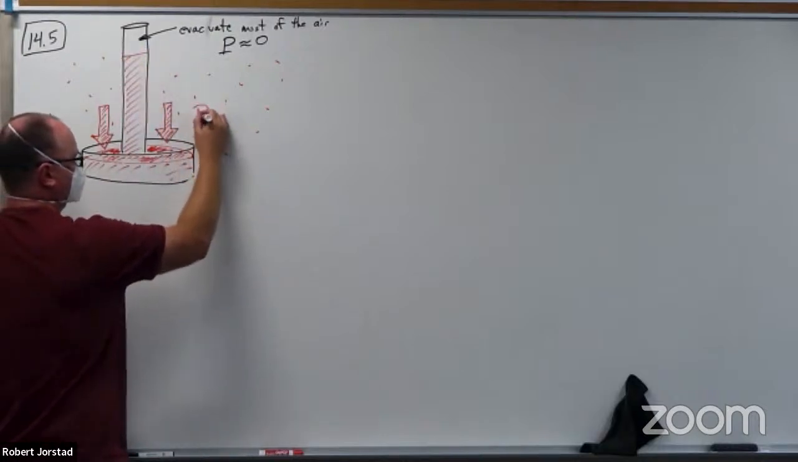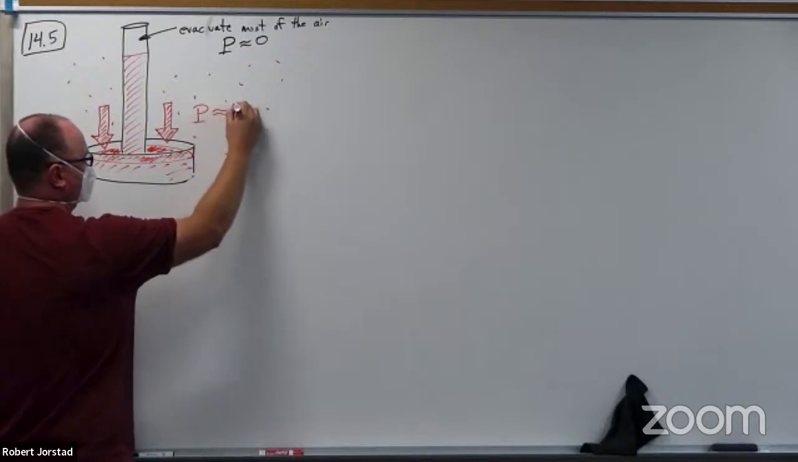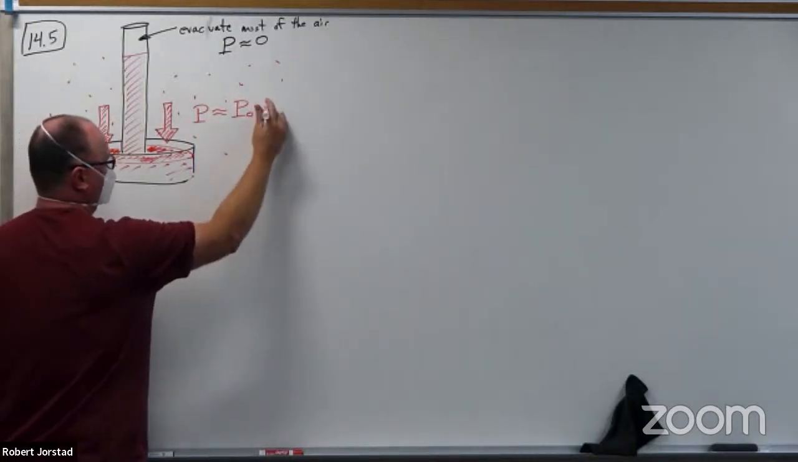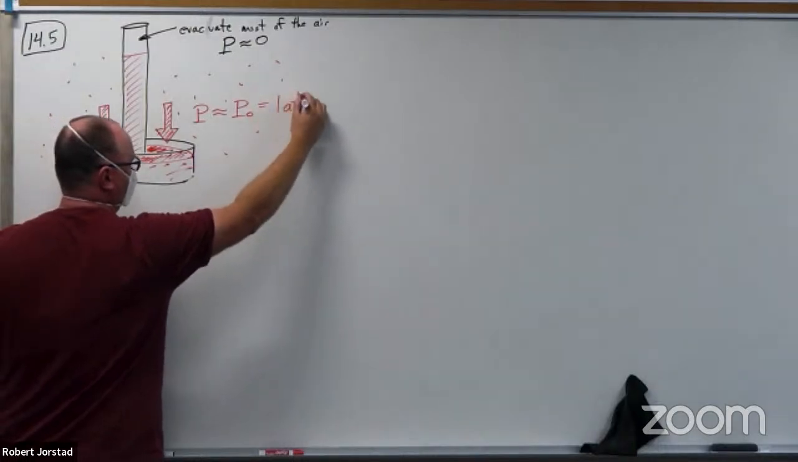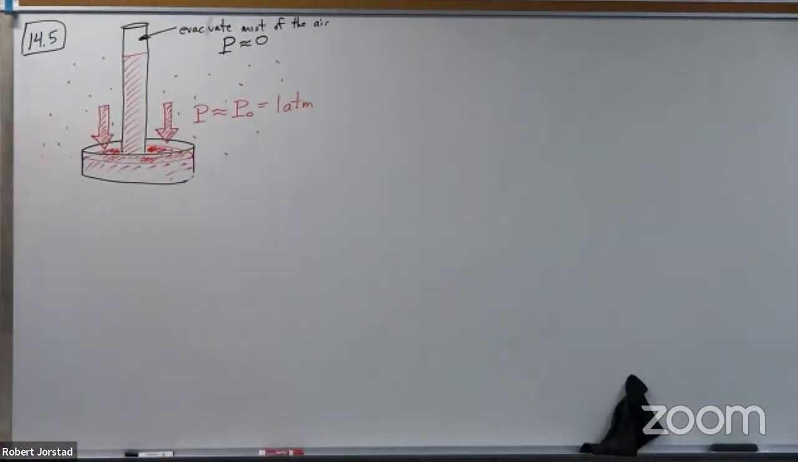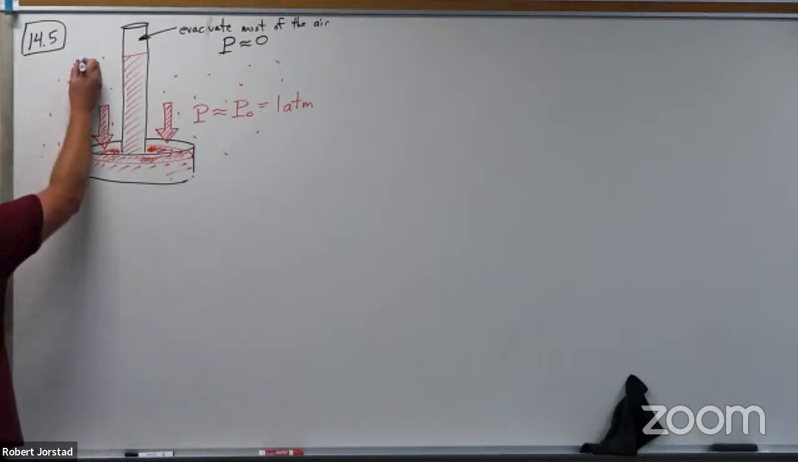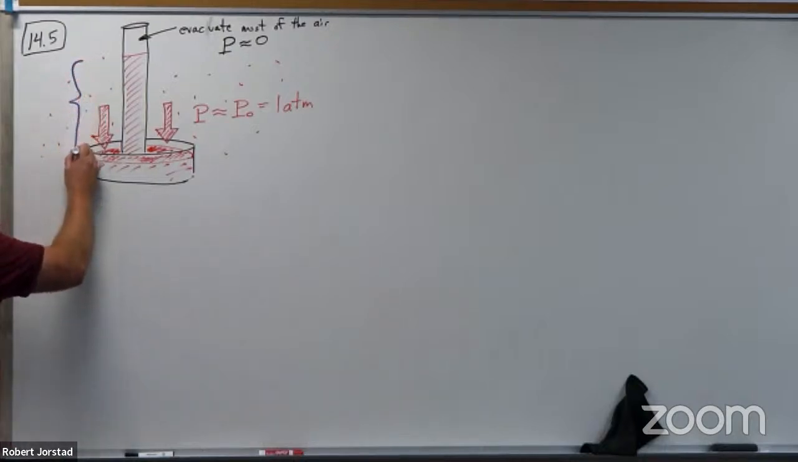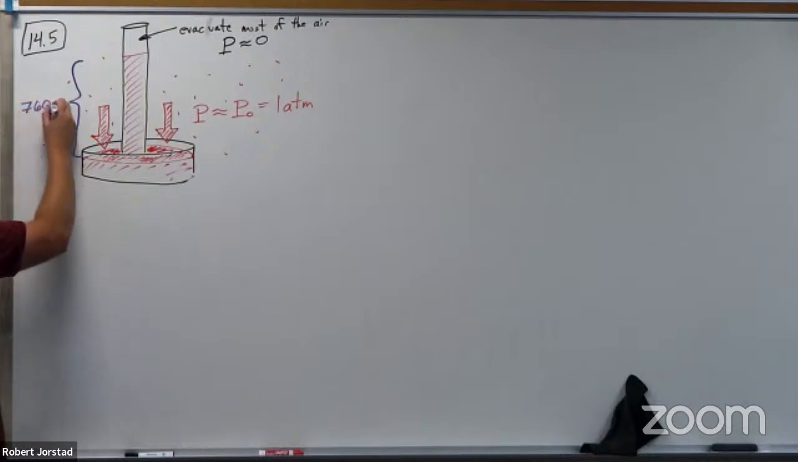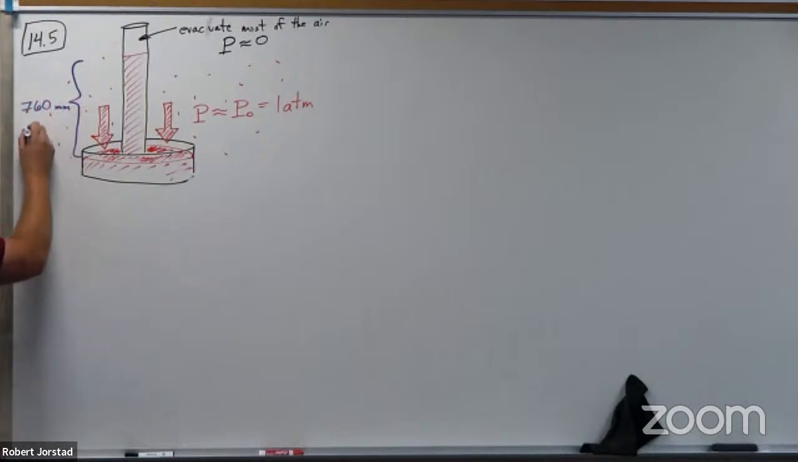Outside, the pressure is atmospheric pressure. It's 1 atm. Okay? Well, inside there's no pressure. It turns out the height of the mercury column is about 760 millimeters, or 0.76 meters. So the numbers, this is a barometer.